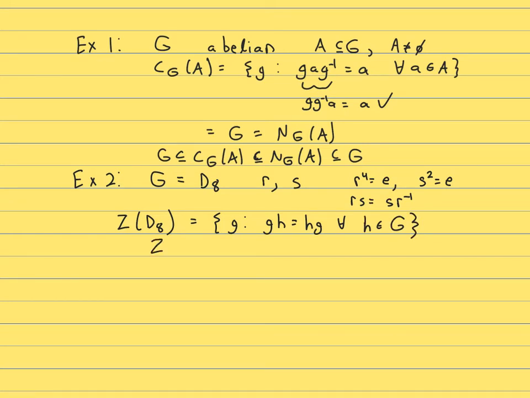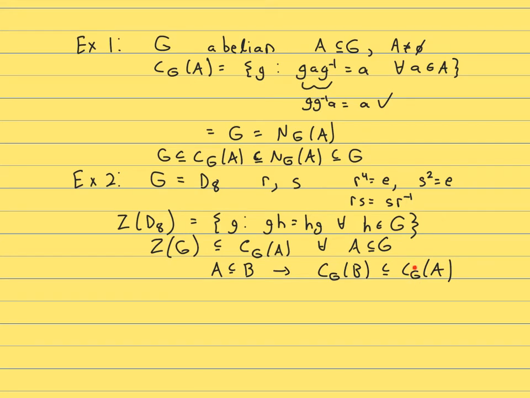Well, one thing worth noting is that the center of a group is certainly going to be contained in any centralizer, just by the definition. Why? Because this is a much stronger condition. You can check that whenever A is a subset of B, the centralizer of B is a subset of the centralizer of A. Why? Because this is a weaker condition, so it's easier to satisfy because of this universal quantifier. This is an intersection of sets, and here you're intersecting more sets, so it's a subset.